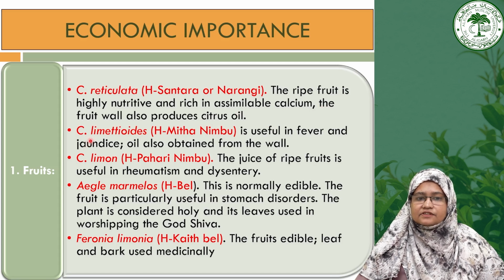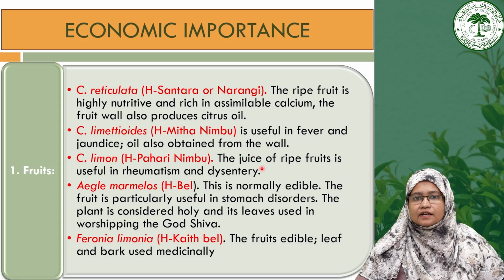Then the next is Citrus limetoides, which is called meetha nimbu, and is useful in case of fever, jaundice, or it is oil obtained from the wall. Then the next one is Citrus limon, which in Hindi is called pahari nimbu. The juice of this particular ripe fruit is useful in rheumatism and dysentery.